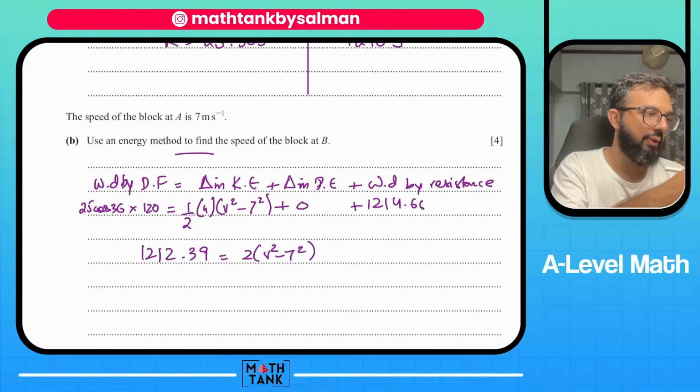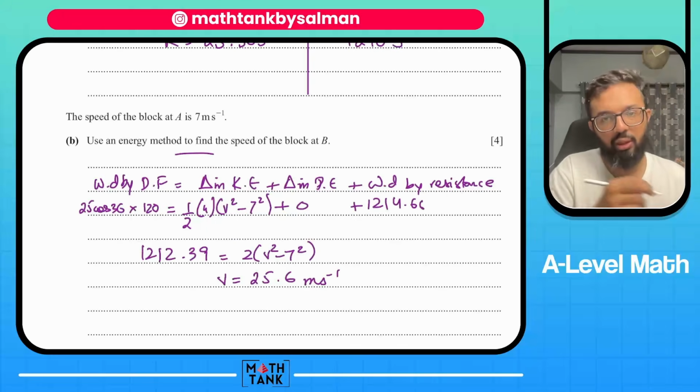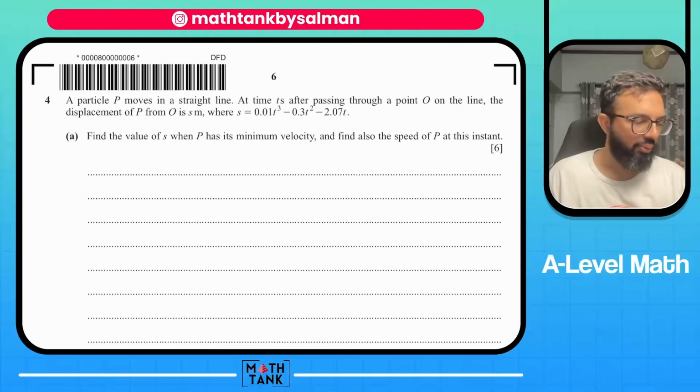Divide by 2 plus 49. And then root of answer. So that gives me v as 25.6 meter per second. Let's check if that's the correct answer. Yes, the correct answer. As long as you write the equation, write the components, you should be fine.